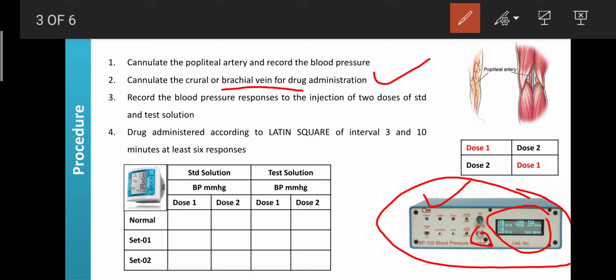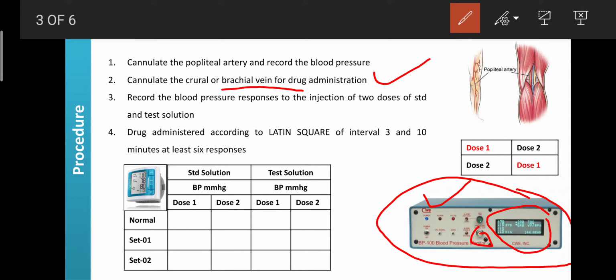It means that during the bioassay of oxytocin by method A using the chicken, you isolate two blood vessels. One is an artery, the popliteal artery, or you can isolate the femoral artery, which is also a branch of the popliteal artery, but better to isolate the popliteal artery. Then it is connected with the transducer, which is interconnected with the instrument that monitors the blood pressure. Then you isolate the brachial vein, which carries deoxygenated blood from the body.